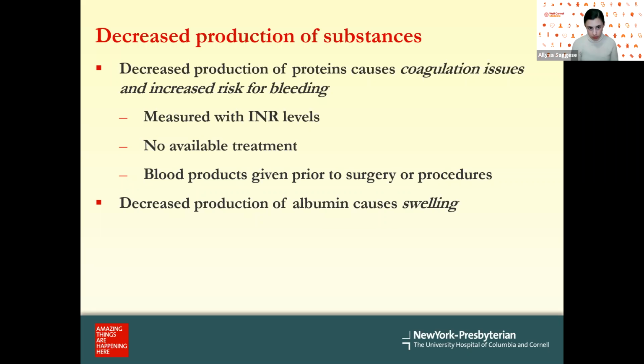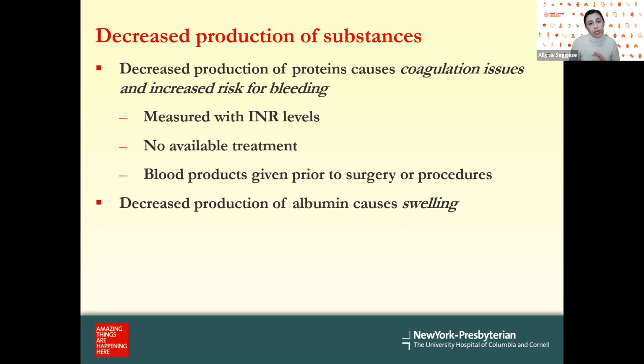Okay, and this is the decreased production of substances. So there's a lot of things the liver produces and has a part in producing, but some of the main things that we see is a decrease in platelets and a decrease in coagulation. So INR is part of the coagulation and it will go up. It's a rate of time of how fast a person clots.